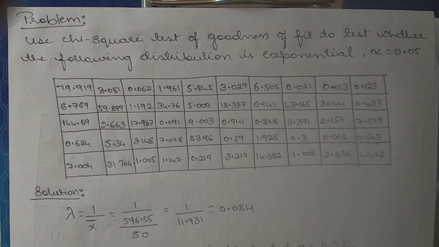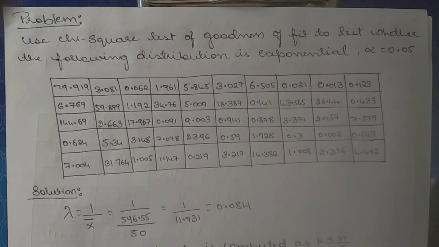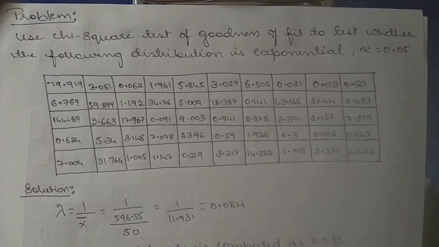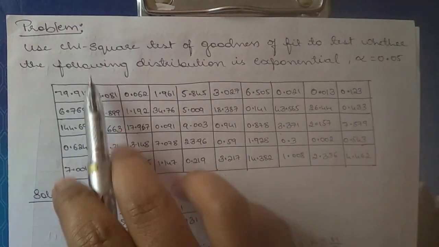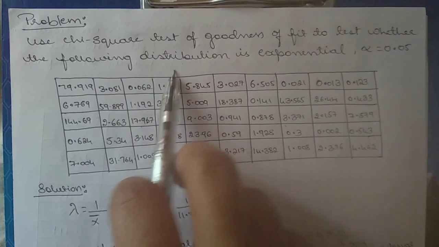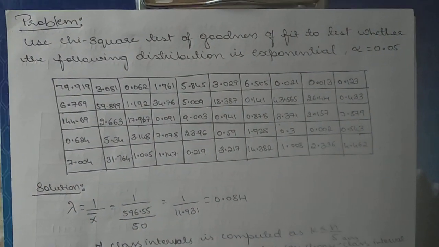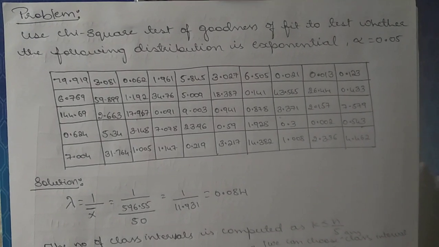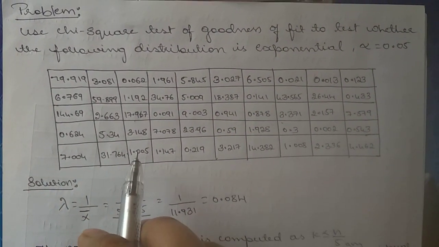Hello everyone. In the last video we have seen the goodness of fit test for chi-square using the Poisson distribution, but today we'll see this with the exponential distribution. Use the chi-square test of goodness of fit to test whether the following distribution is exponential. You have to use the significance value alpha equals 0.05. So this is the given table for this one.